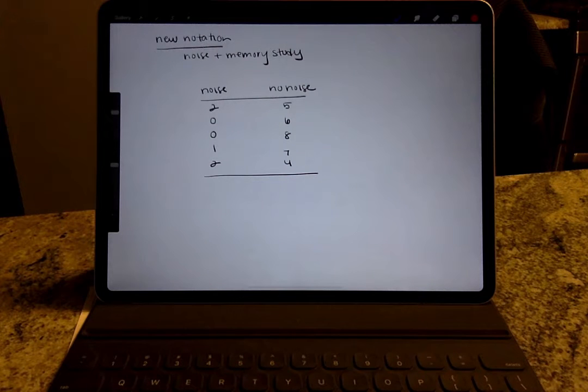Okay, so we're going to start learning how to calculate the one-way ANOVA. And before we do that, I need to introduce you to some new notation. All right, so I have a sample study up here.